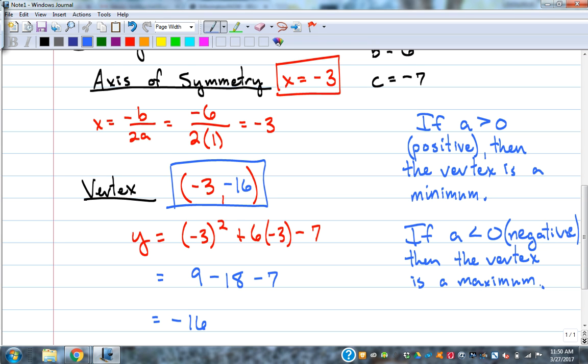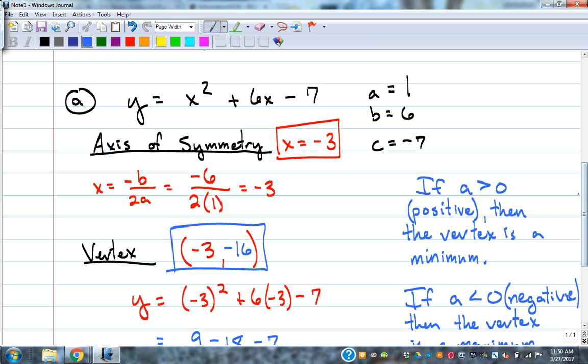All right, so when we look at this problem, we have found the axis of symmetry, we have found the vertex. What do we know about that vertex? Is it a maximum or a minimum? We look at A. What's A? +1, right? So that means it has to be a minimum. So we just say that's a minimum.